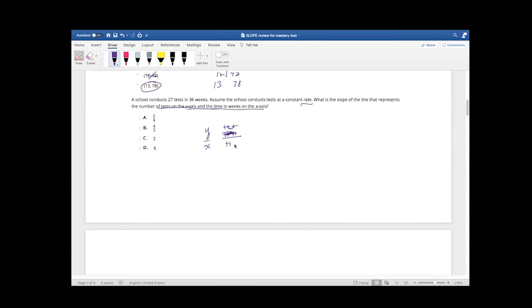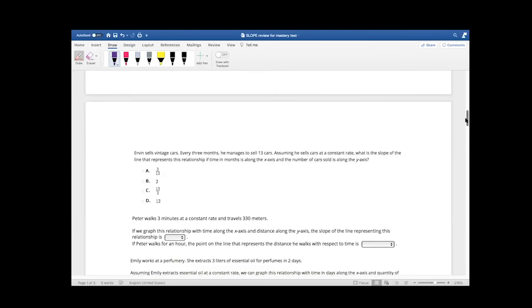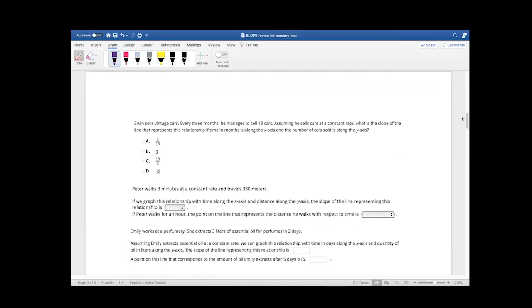So it's going to be the number of tests, which was 27, over the number of weeks, which was 36. So how many tests per week? And if I divide both of those by 9, they both look divisible by 9, we would get 3/4. I noticed all my answers were in fractions there. All right, next one.